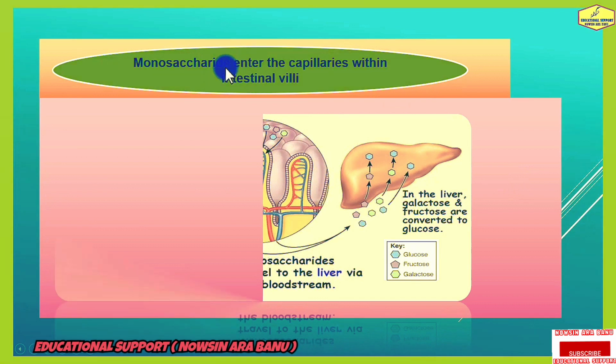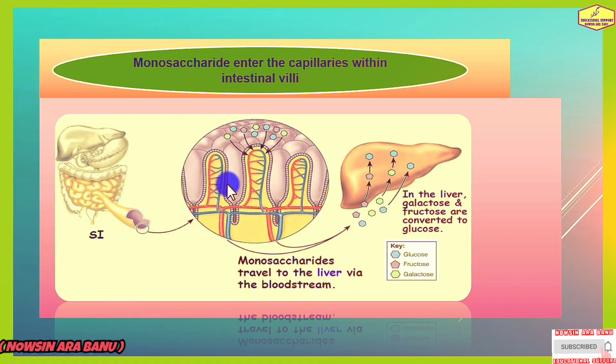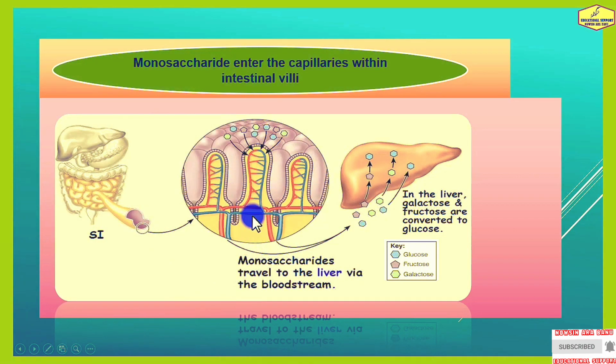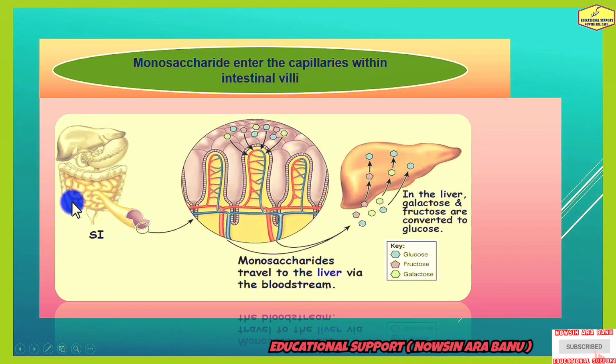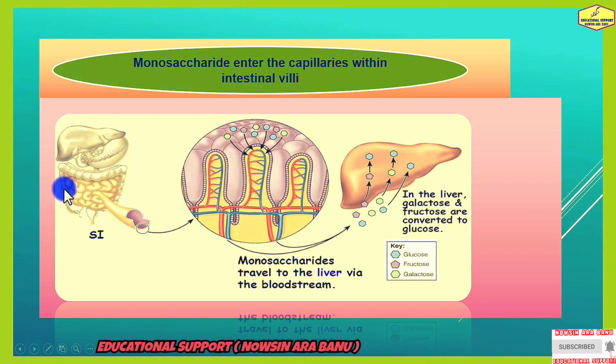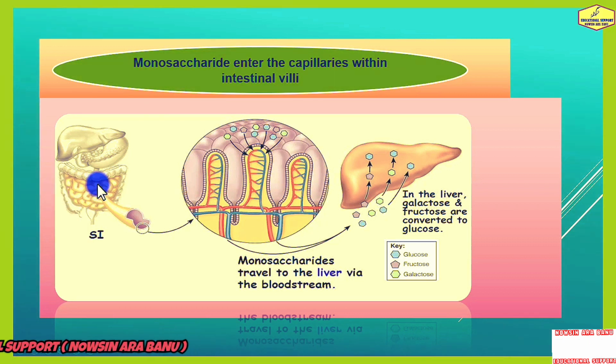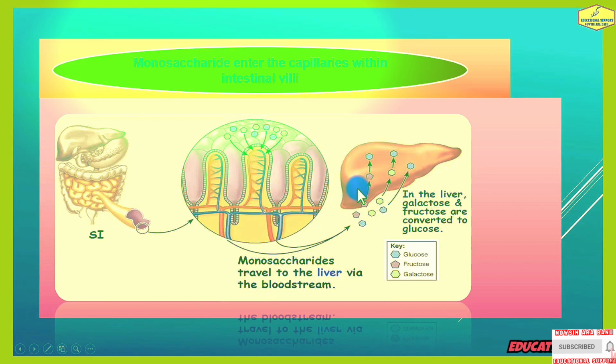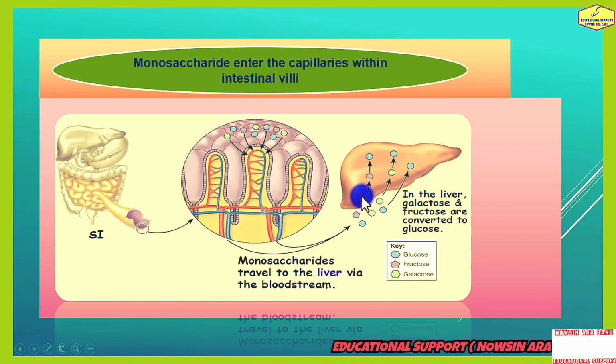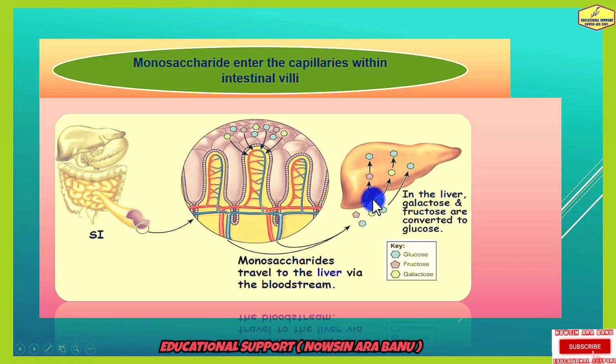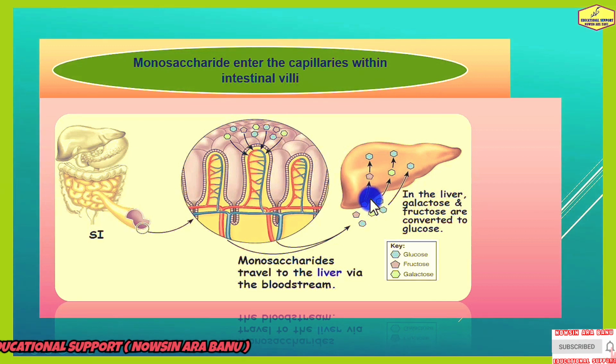Monosaccharides, the end products of carbohydrate digestion, enter the capillaries of the intestinal villi. Glucose, fructose, and galactose are absorbed across the membrane of the small intestine and transported to the liver, where they are either used by the liver or further distributed to the rest of the body.